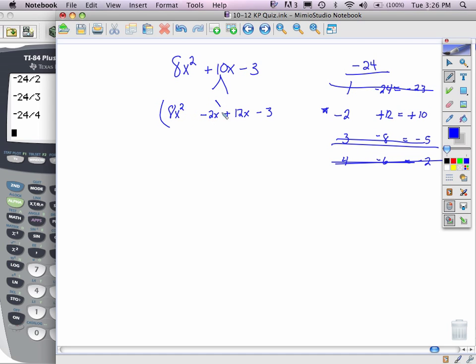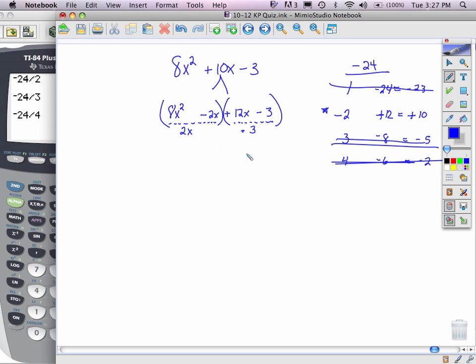Now, I'm going to group the 8x squared and the negative 2x, and I'm also going to group the positive 12x and minus 3. Now today we also talked about the greatest common factor. The greatest common factor between 8 and negative 2 is 2, and for x squared and x, the only thing they have in common is x. So I go over here and ask, what do positive 12 and negative 3 have in common? Well, 12 and 3 have a 3 in common. Now, do you notice that they do not have an x in common with one another? I just have a 2x and a positive 3.